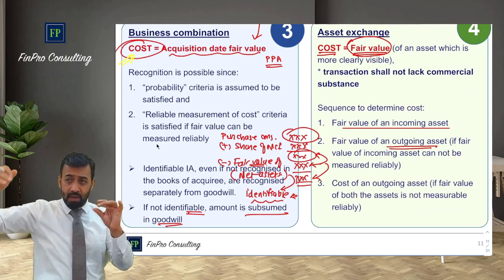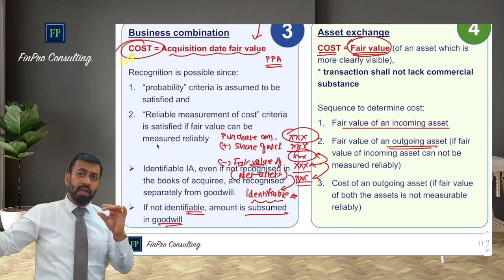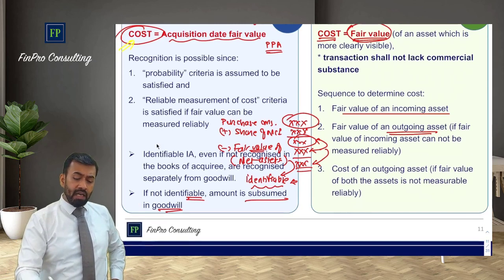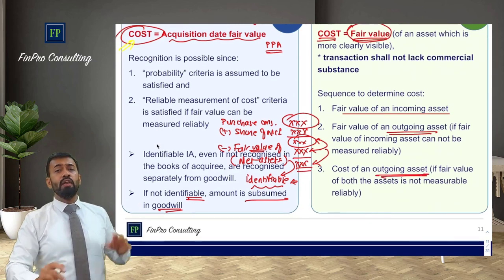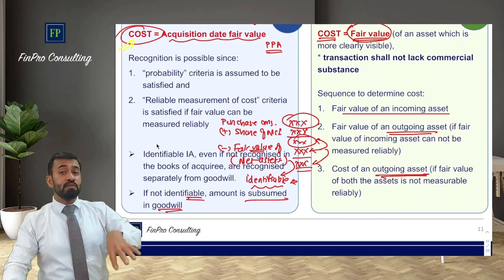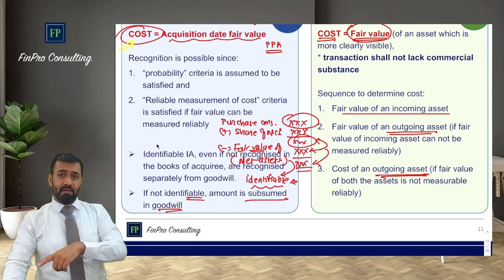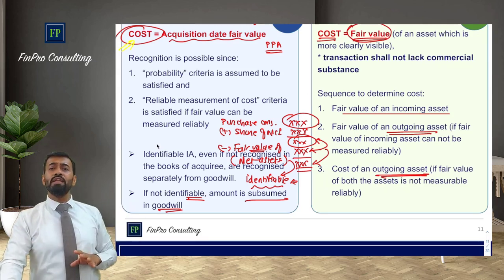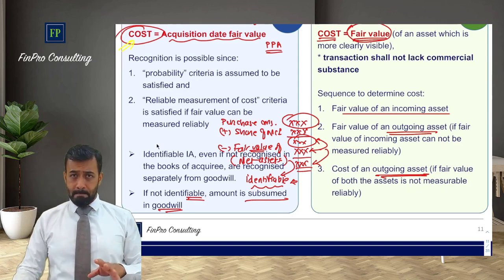If that's not determinable, then the fair value of the outgoing asset. If both fair values are not determinable, then you continue the carrying value of the outgoing asset. There will be no gain or loss on disposal of the outgoing asset. Your incoming asset will be recognized at the same amount, which is the carrying value of the outgoing asset. Only description will be changed, if any.